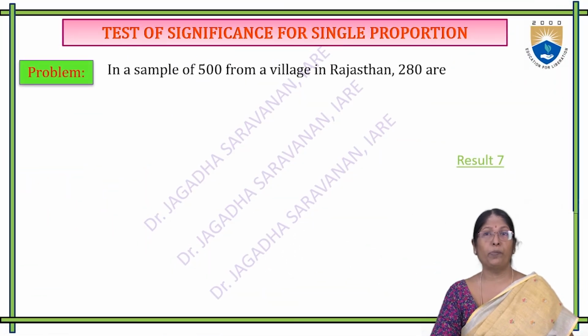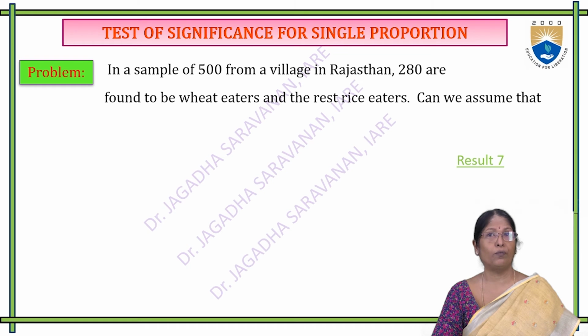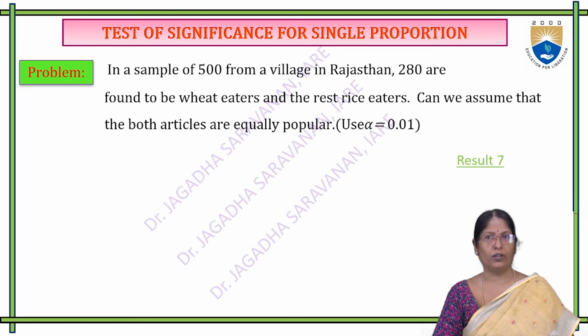So the next problem: in a sample of 500 from a village in Rajasthan, 280 are found to be wheat eating people and the rest are rice eaters. Can we assume that both articles are equally popular? So they're telling 50-50 percentage. That's the population proportion which is given. If it is equally, the alternative is not equal, so we can go two-tailed.